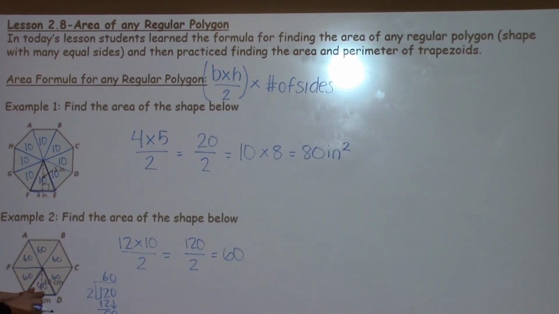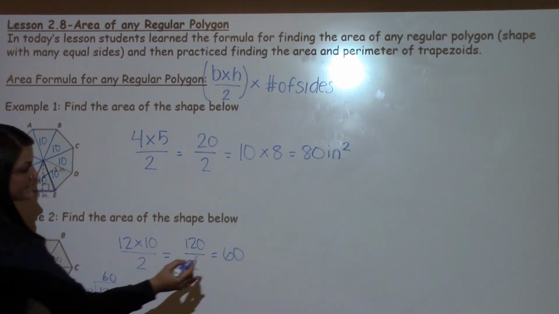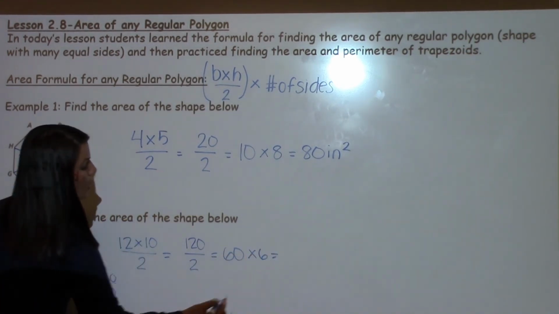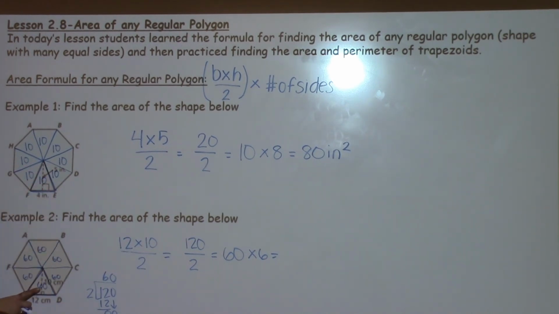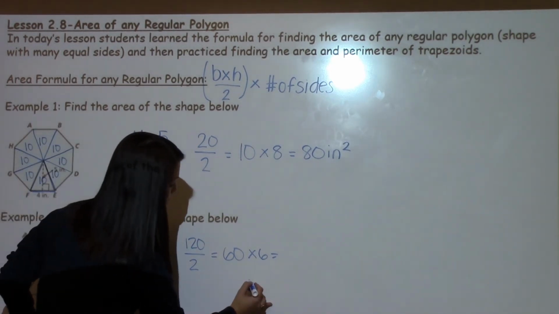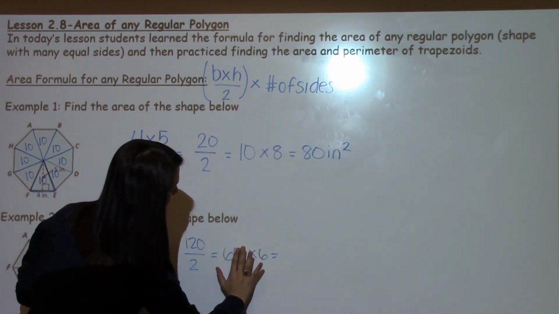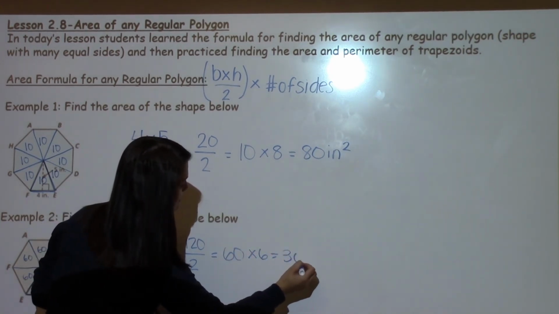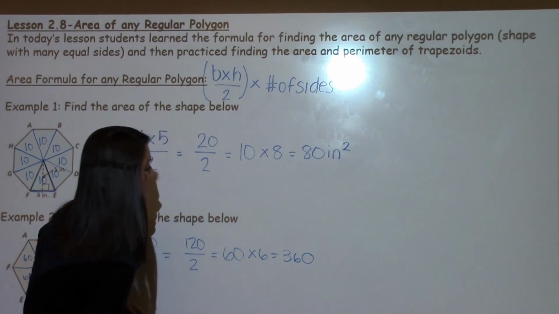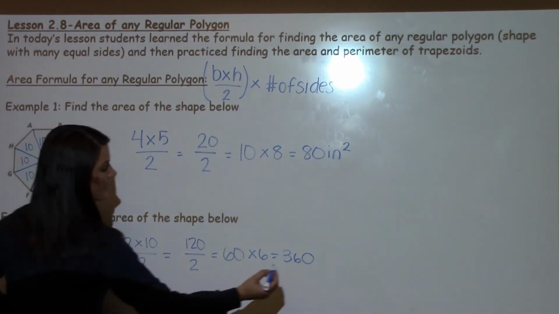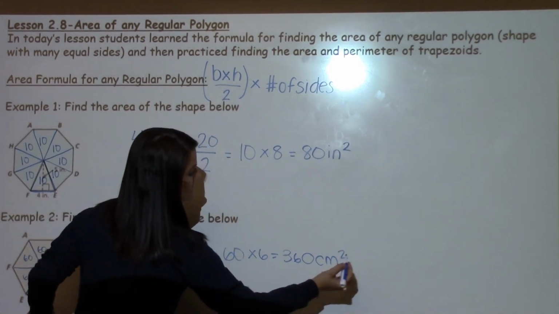So I can count up my sides, 1, 2, 3, 4, 5, 6, and take 60 times 6. Or if your student wants to look at it visually, think about how many different triangles you have with a 60 inside, which is also 6. Again, I'm going to use my zeros trick here. Take my 0 off. 6 times 6 is 36. Put my 0 back on for a final answer of 360 centimeters squared.